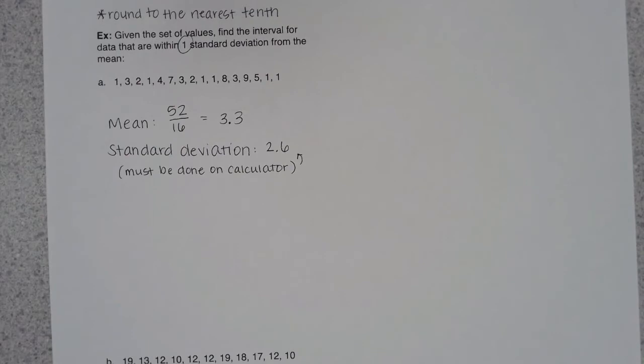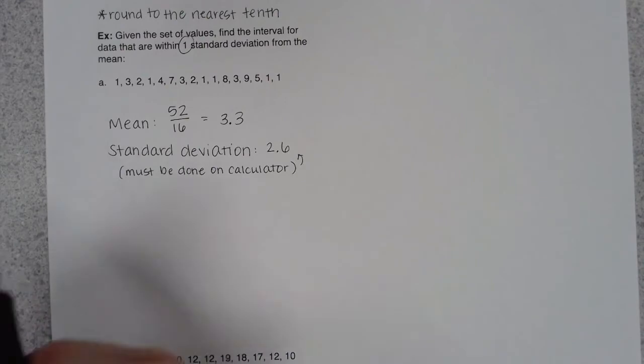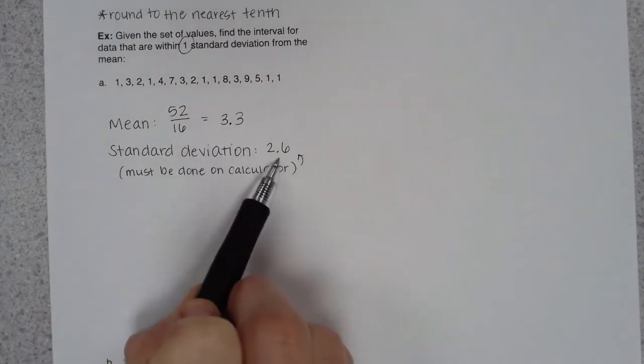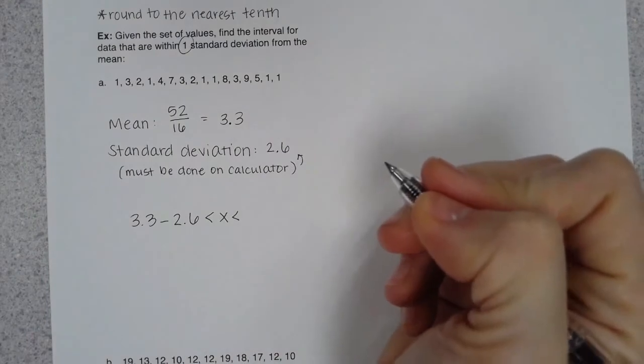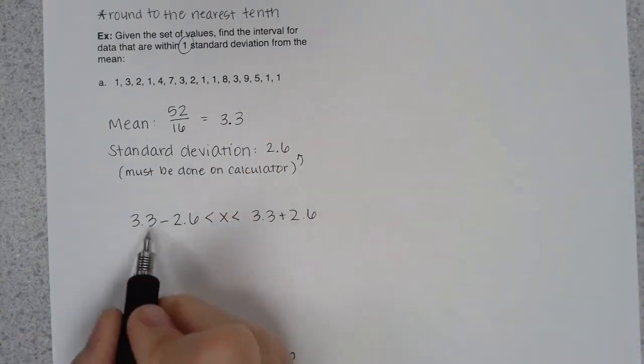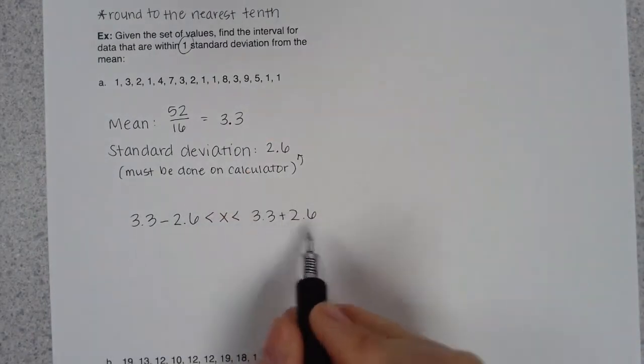Once you have the mean calculated and you've used the online calculator to figure out the standard deviation, then you're ready to answer the question. So the interval for data that are within 1 standard deviation from the mean: remember from the previous page, you take the mean and subtract the standard deviation, and on the other side you take the mean and add the standard deviation. Then you'll simplify by subtracting the numbers on the left and adding the numbers on the right.